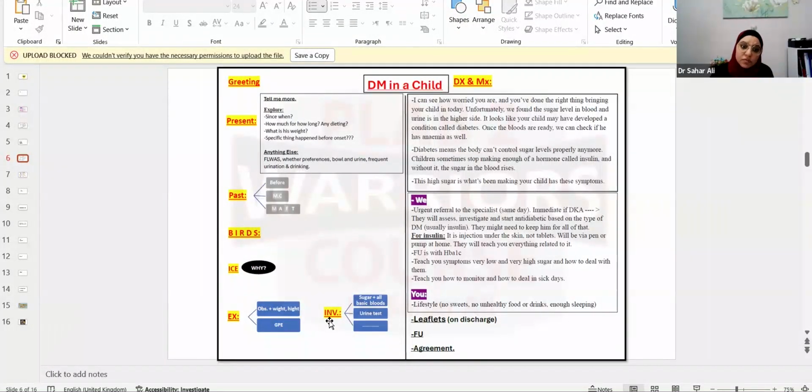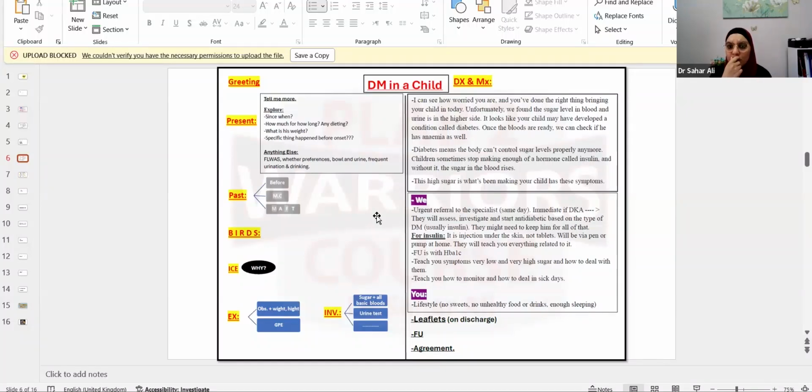Ideas, concerns, and expectations, and then examine the child. We've told what the examination points are: weight and height, general physical examination, sugar levels, and urine test. Usually, if it's not DKA, they are not going to show any ketones in the urine, and the sugar level should be 11 millimole or above. This is how to tell that this is hyperglycemia, or the patient might be having diabetes as a child.